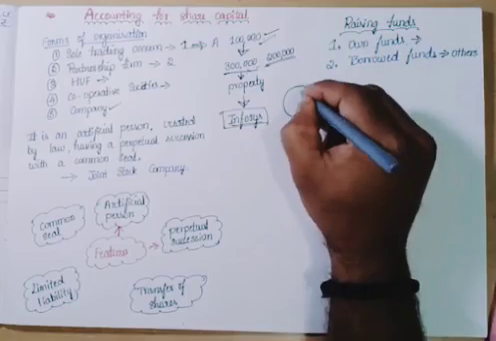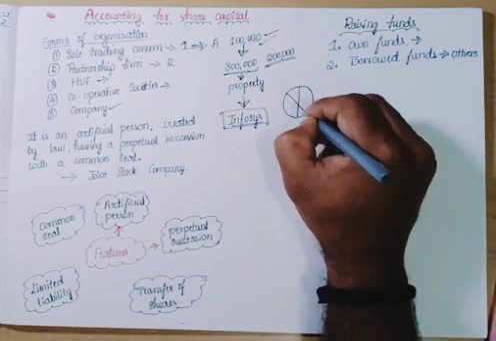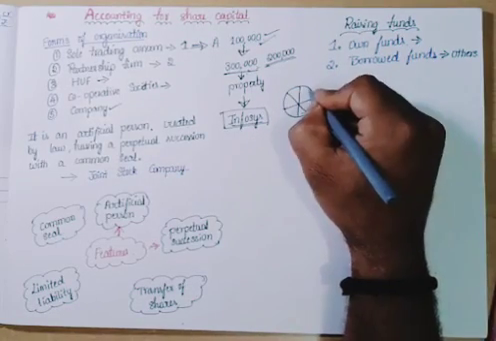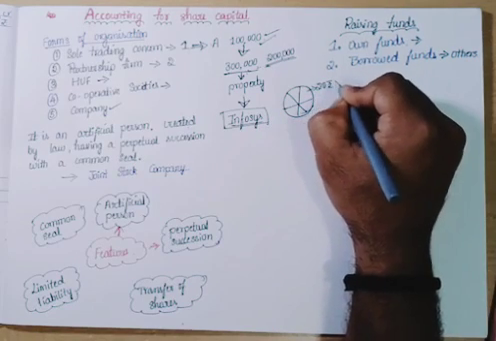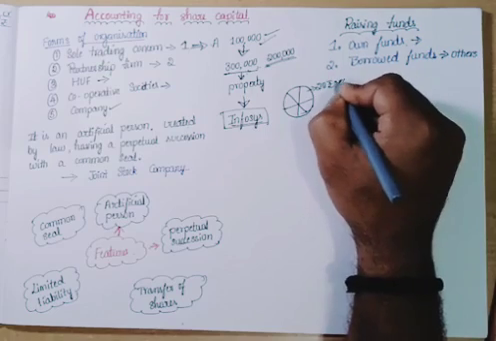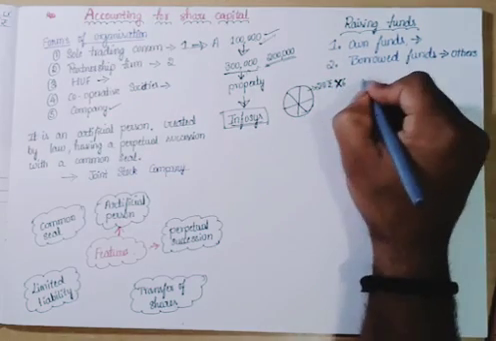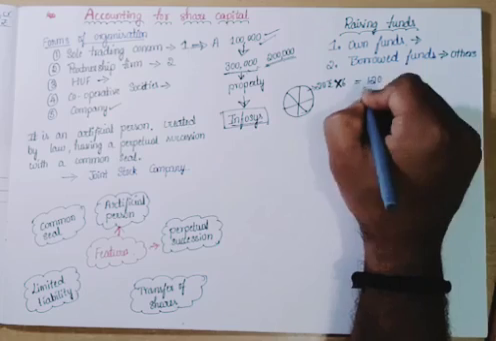Let me take one cake. I am making 6 pieces here, and each piece value is 20 rupees. Then, if I am selling these 6 pieces to the public, I will receive totally 120 rupees.